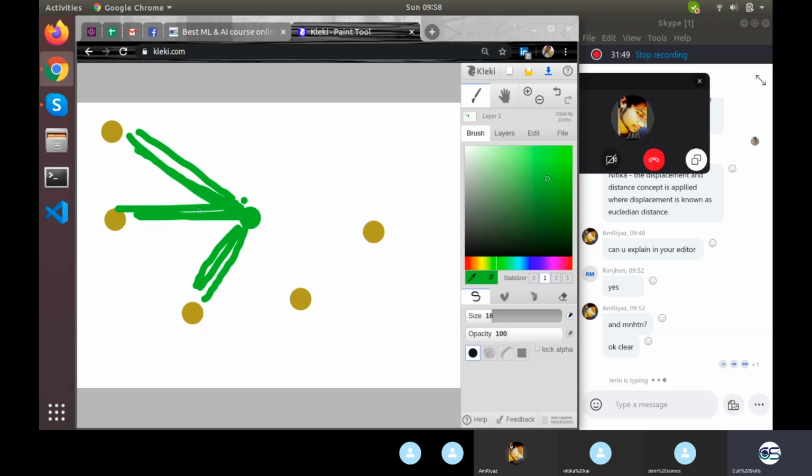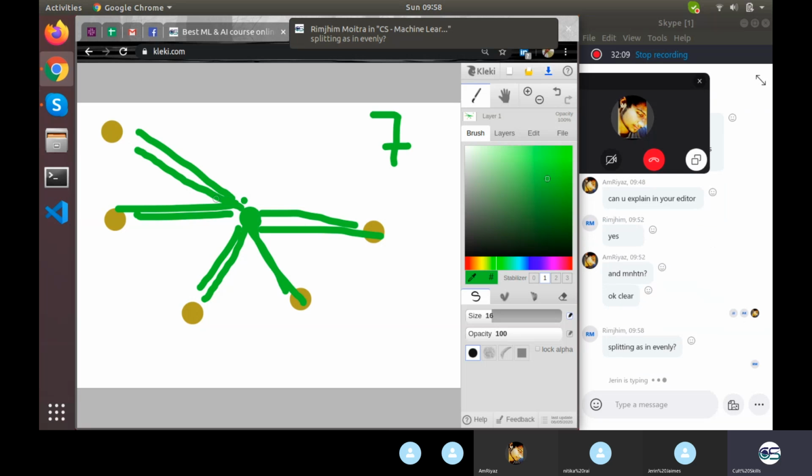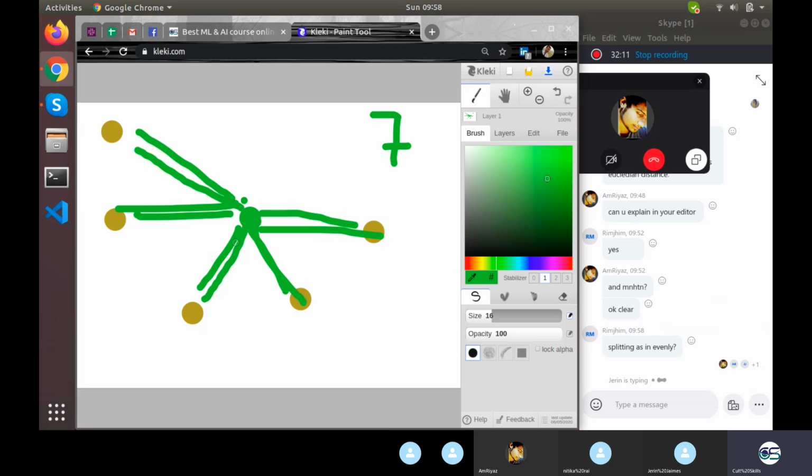10 again you cannot take, 2, 2 each, or 5 for 2s or so. So what are the possible values for this? 7. What is another possible value? You cannot take anything between 1 to 10 apart from 7. And then 11. 11 cannot be split into this. Splitting as in evenly. Splitting means that it will get balanced, which we don't want. If it gets balanced, the confidence will be 50% or something like that, or 20% for each of them.